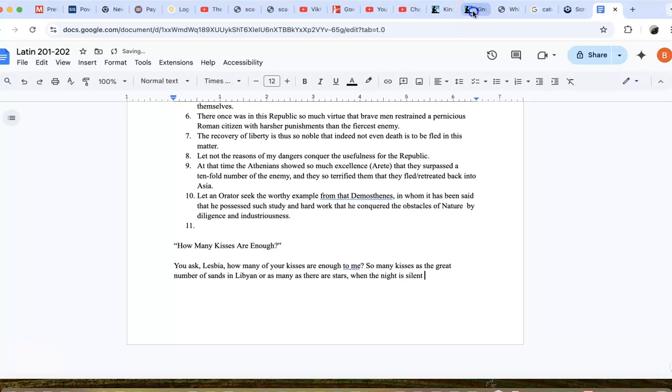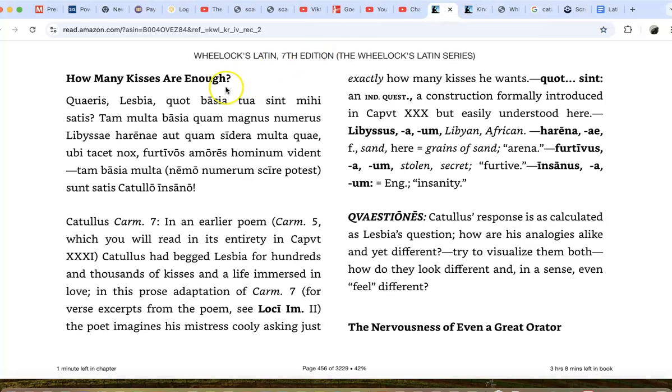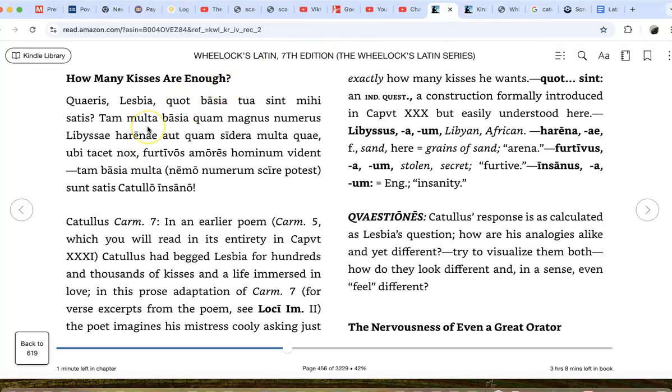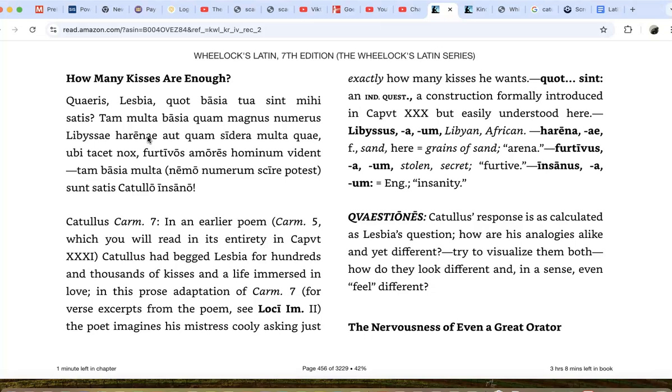Now this poem being very, very famous, you can no doubt find many translations of Carmen number 7. A good website for this is poetryintranslation.com. It's also helpful to compare different translations, insofar as a translation is an interpretation. But we can keep this somewhat literal in these kinds of lessons. When the night is silent.